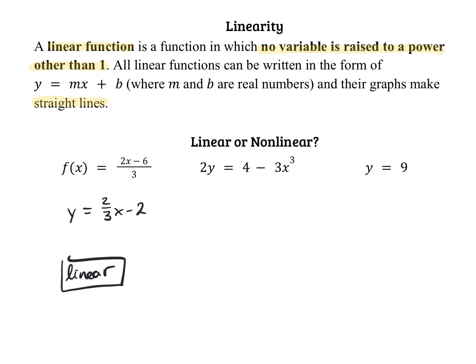Now, if you look at this next equation, right off the bat, you'll see that x is being cubed, raised to the power of 3, so we can see that this is a nonlinear function.